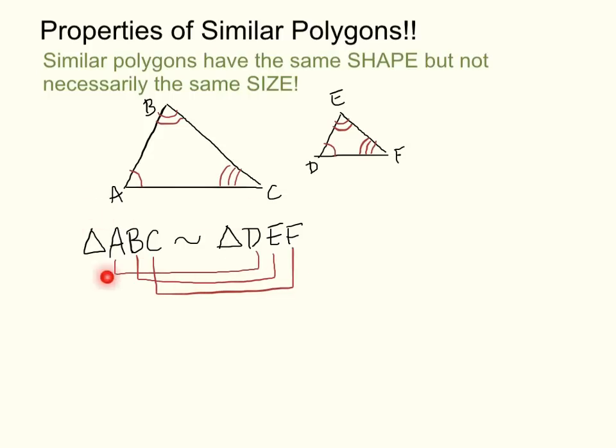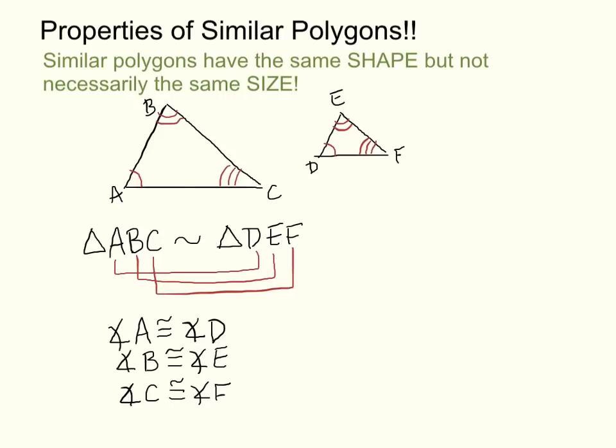This is the really important thing that I look at to help me know what is congruent to what and what is corresponding to what. As you can see, I said that angle A is congruent to angle D, angle B is congruent to angle E, and angle C is congruent to angle F. So all the angles are equal to each other in similar polygons.